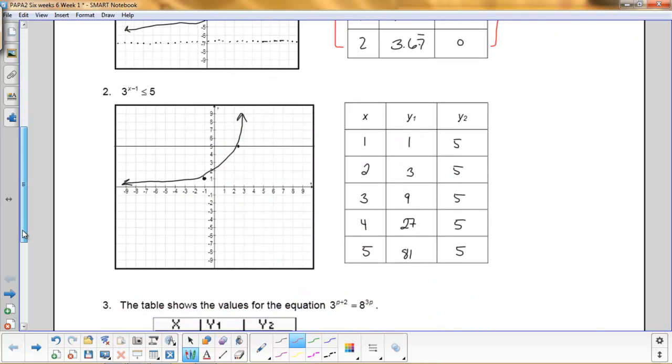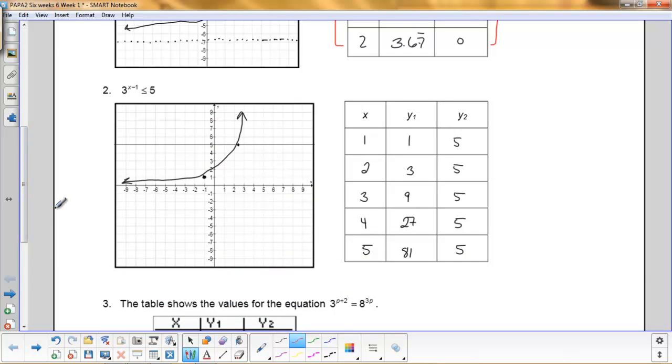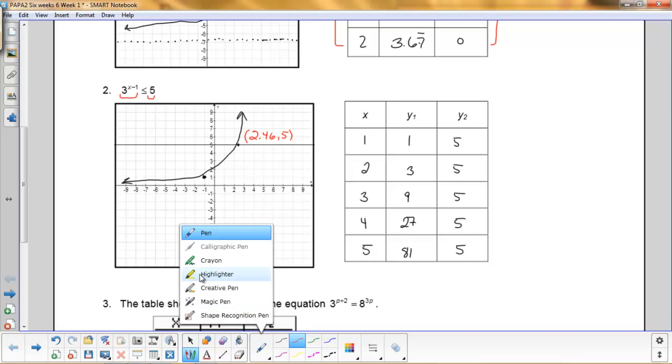Alright, likewise, number 2 shows this situation here. We'll begin by determining this point of intersection, which is 2.46 and 5. This is y1, that's y2, second trace, intersect to find that point. Okay? Now we've got to interpret what the algebra is telling us. This time, the algebra is telling us when is the curved exponential line less than or equal to 5. Well, that occurs inside of this highlighted area here.